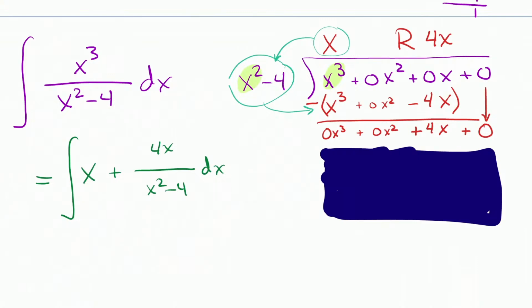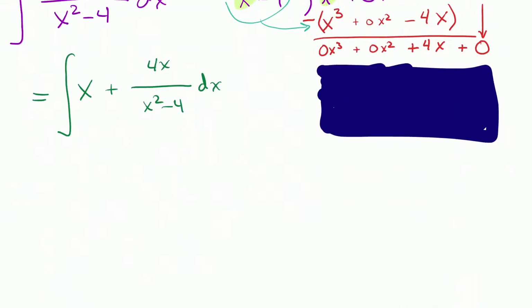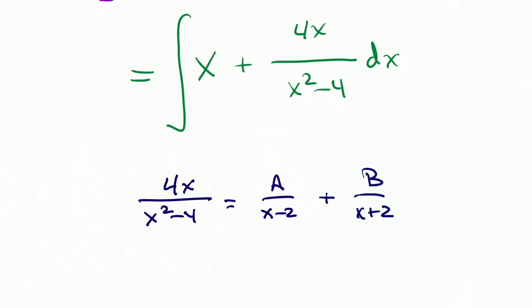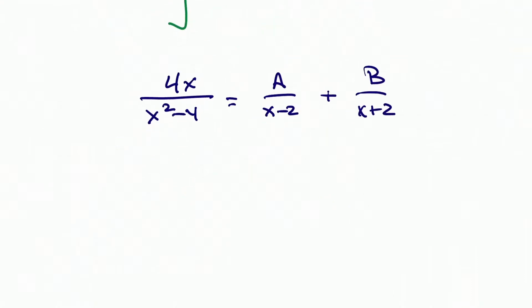Okay, so next, let's deal. The rest of this is straightforward because you've already done this. So next step, of course, is to deal with that fraction, 4x. So I'm going to blow through this pretty darn quickly. That's going to be a over x minus 2 and b over x plus 2. Hopefully that doesn't throw you. Pretty straightforward. So this is 4x is equal to a times x plus 2 plus b times x minus 2.